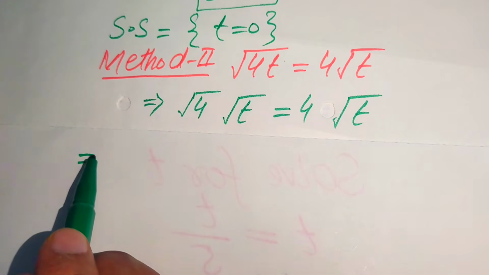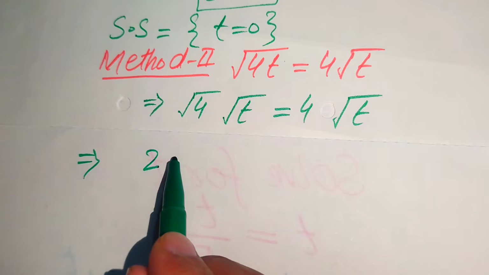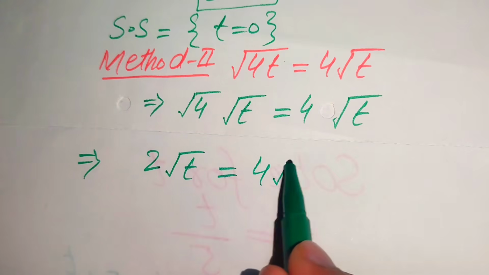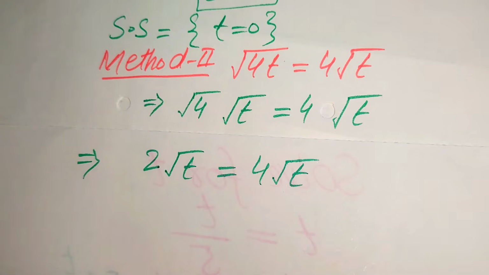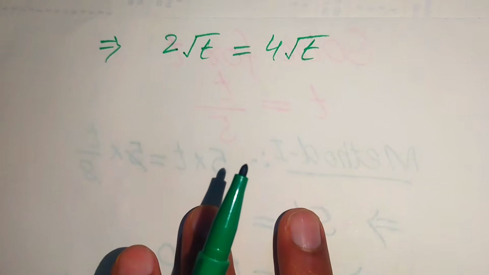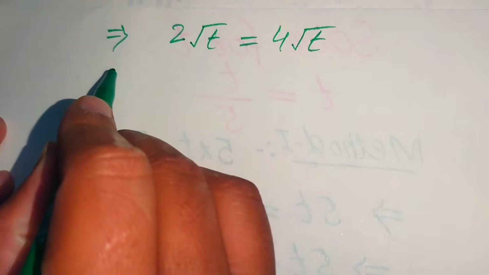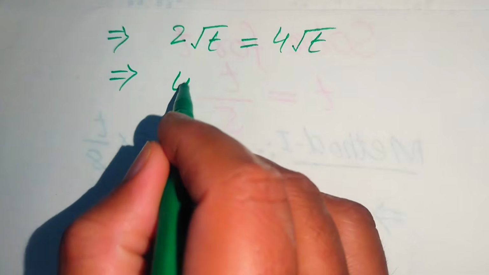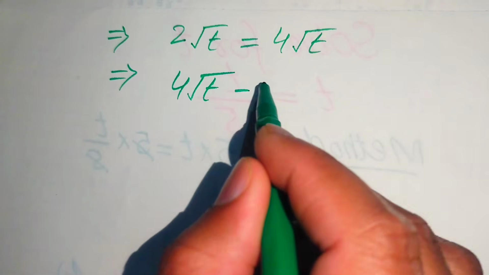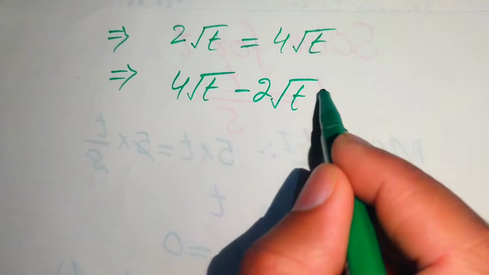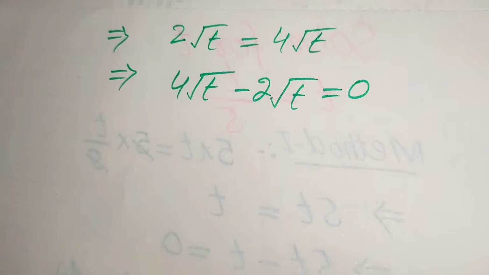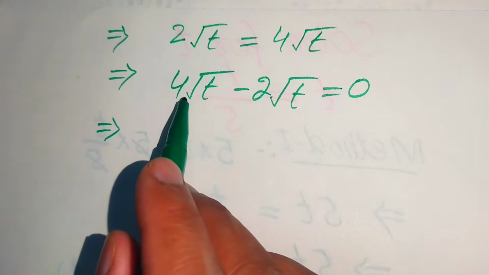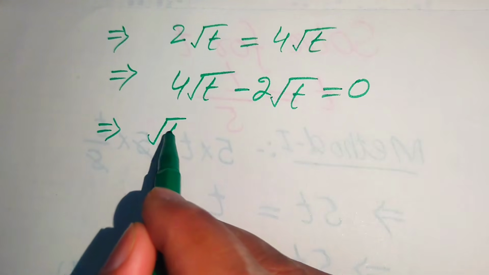Here you see that the square root of 4 becomes 2, so we have 2 times the square root of t is equal to, on the right hand side, 4 times the square root of t. So we move the terms from the left hand side to the right hand side. We move this 2 times the square root of t to the right hand side, and it becomes 4 times the square root of t minus 2 times the square root of t, and this whole equation is equal to 0. Here we subtract both of these two values, and you see we have the square root of t as the common term.